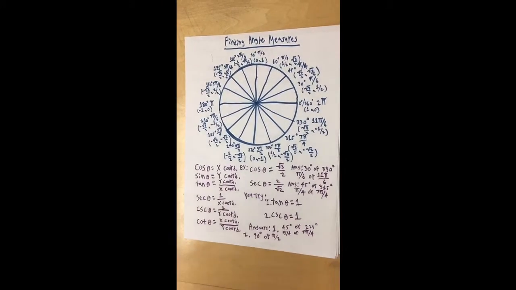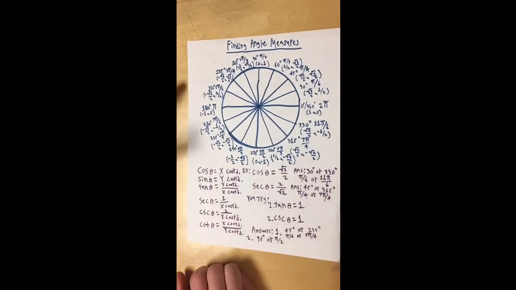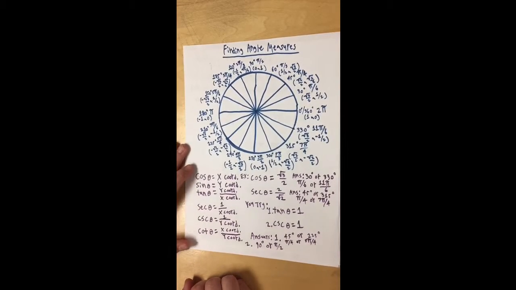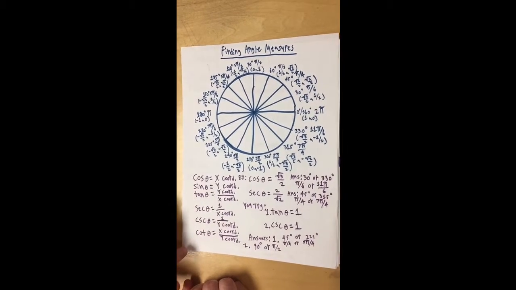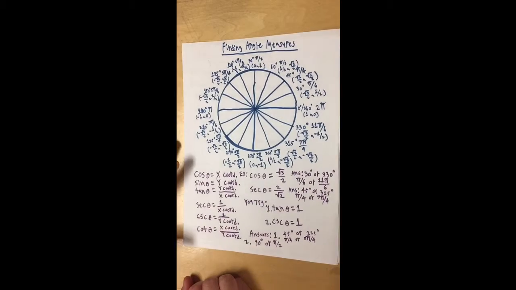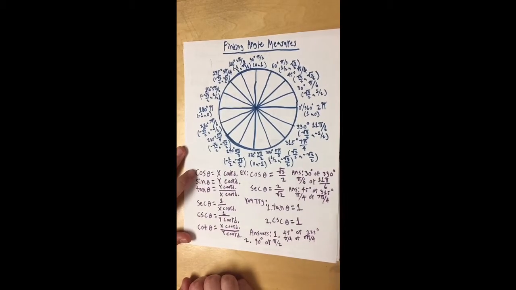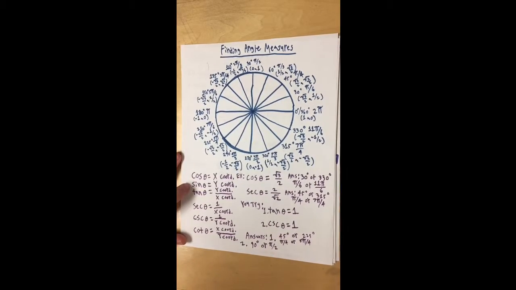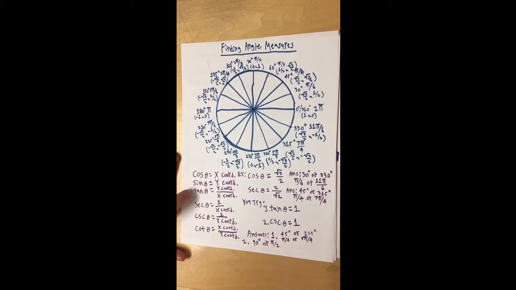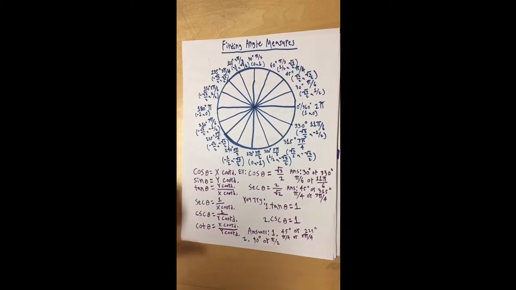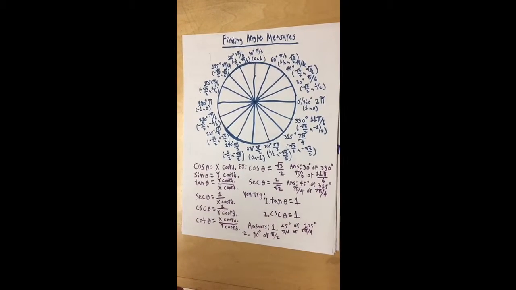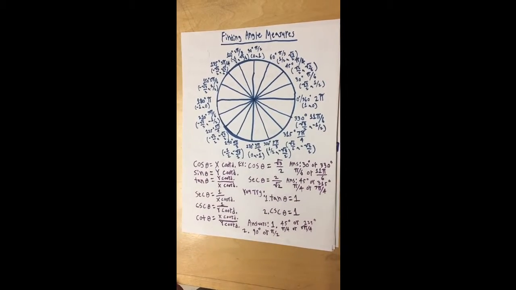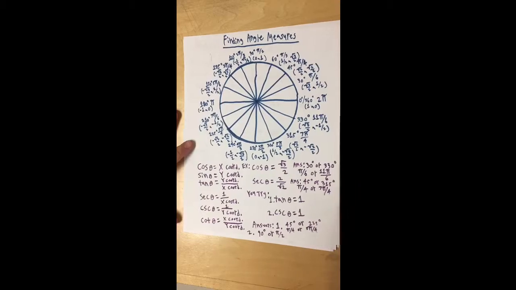Finding the angle measures. So here we have our basic unit circle all drawn out, and each of these is how you find specific trig functions when you're given an exact value. So for cosine, you would find the x-coordinate, and sine, you would find the y-coordinate. For tangent, you would find the y-coordinate over the x-coordinate. Secant, 1 over the x-coordinate. Cosecant, 1 over the y-coordinate. And cotangent, x-coordinate over the y-coordinate. So here are the examples.